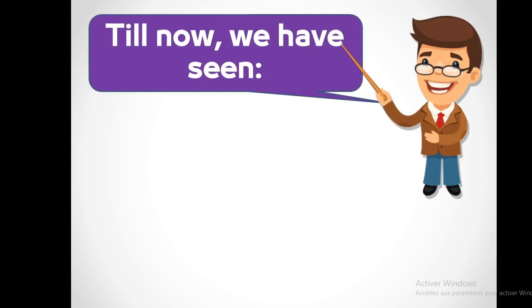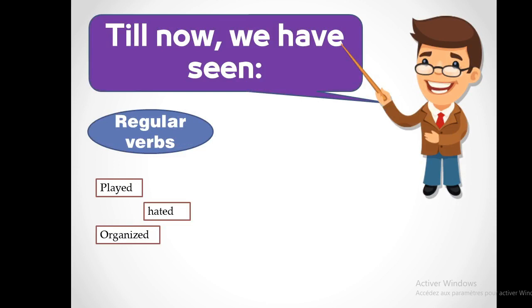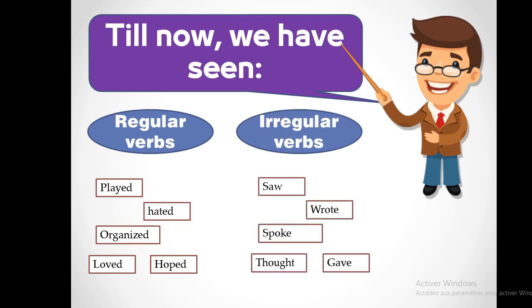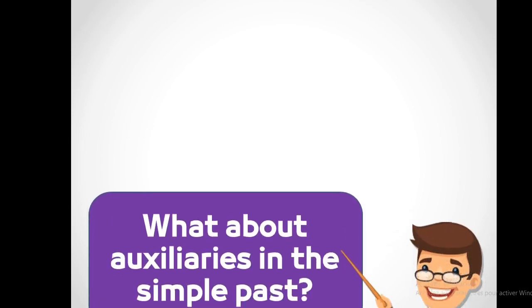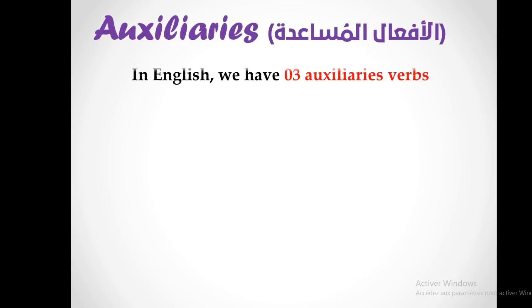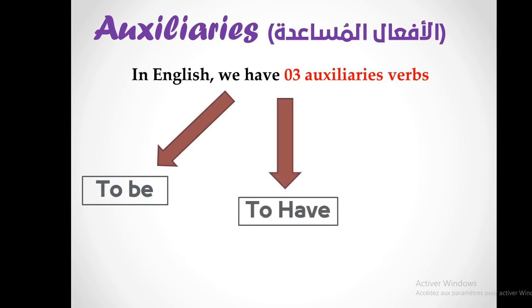Till now we have seen regular verbs like played, hated, organized, loved, hoped. And irregular verbs like saw, wrote, spoke, taught, gave. What about auxiliaries in the simple past? So be careful. Auxiliaries are very, very important because they help me to form the interrogative and the negative form. In English, we have 3 auxiliary verbs: to be, to have, to do.